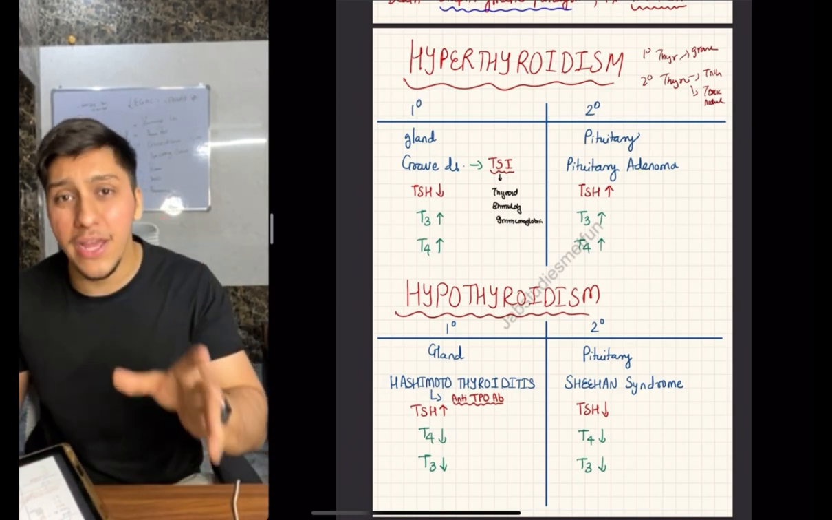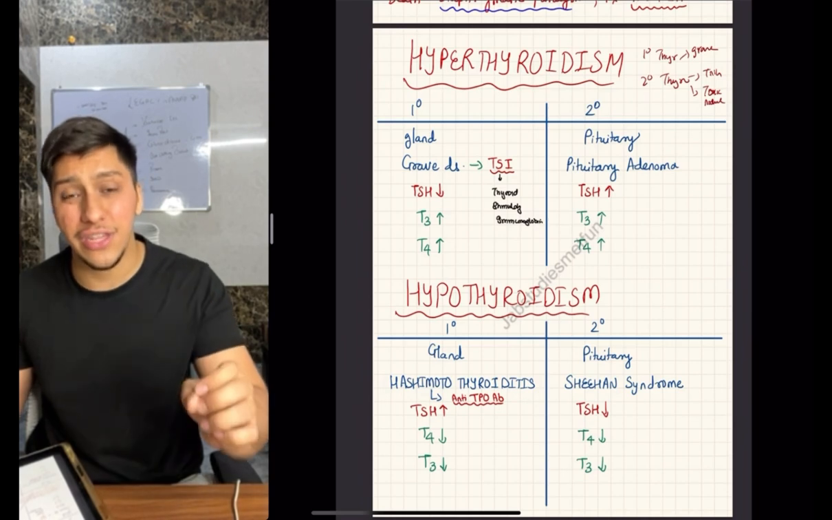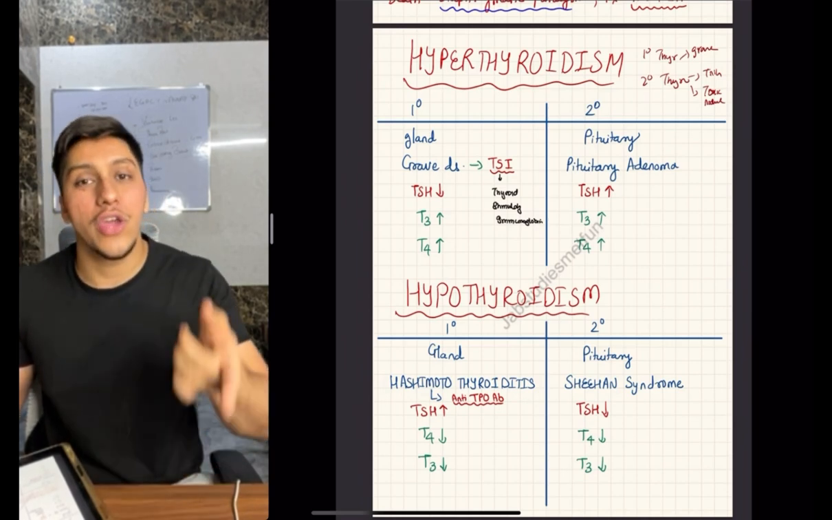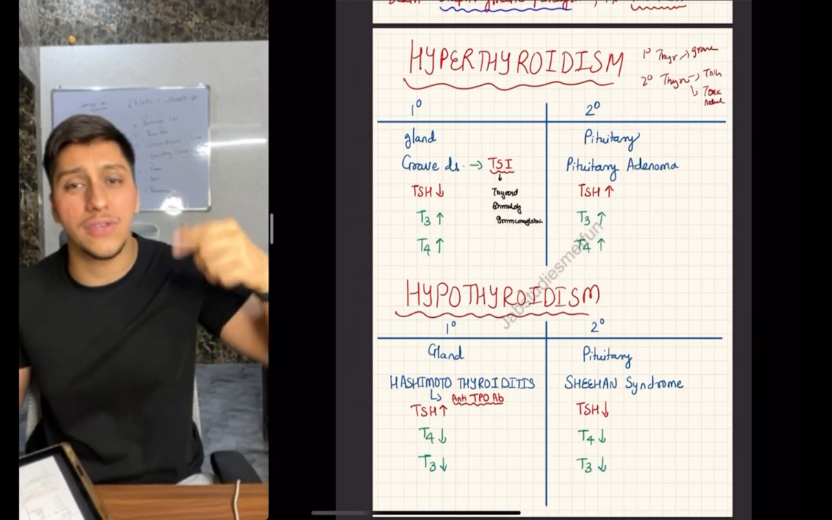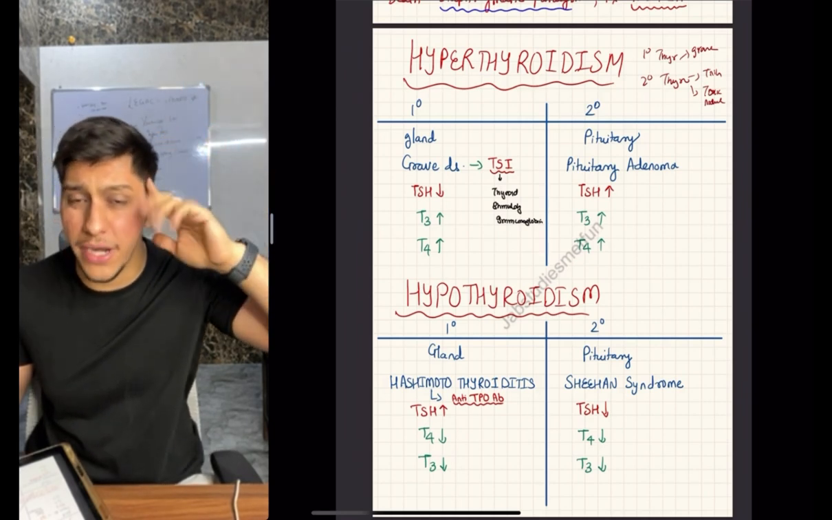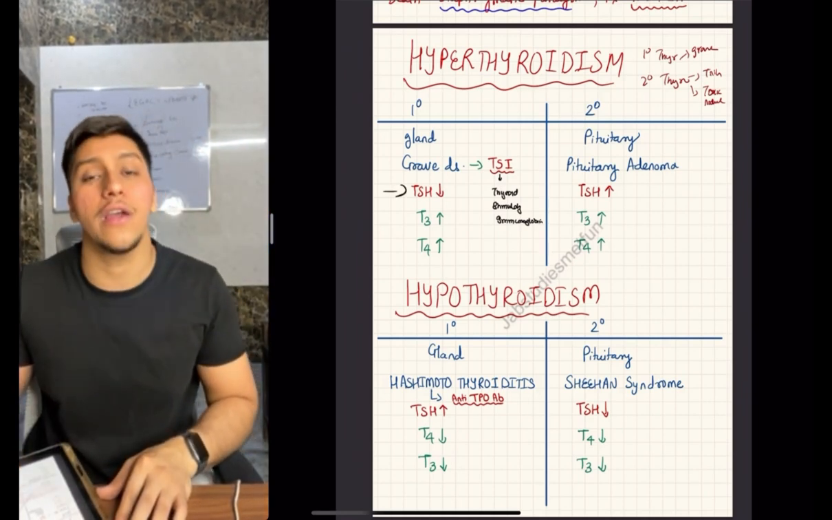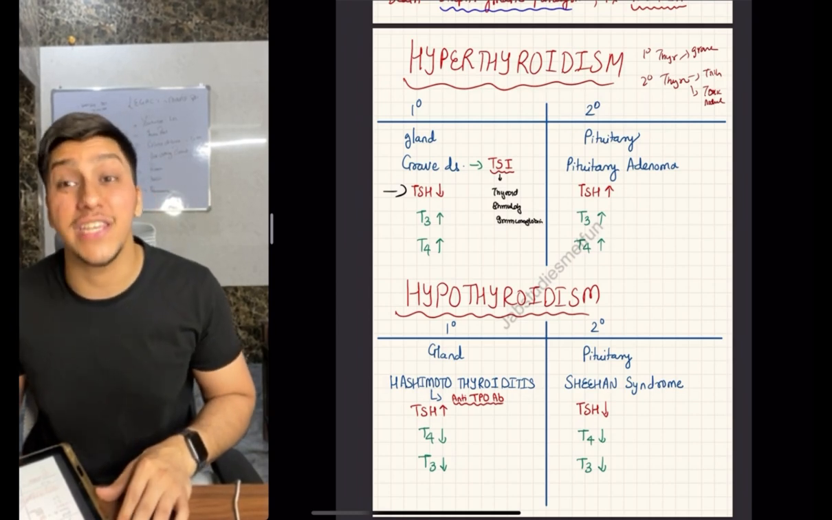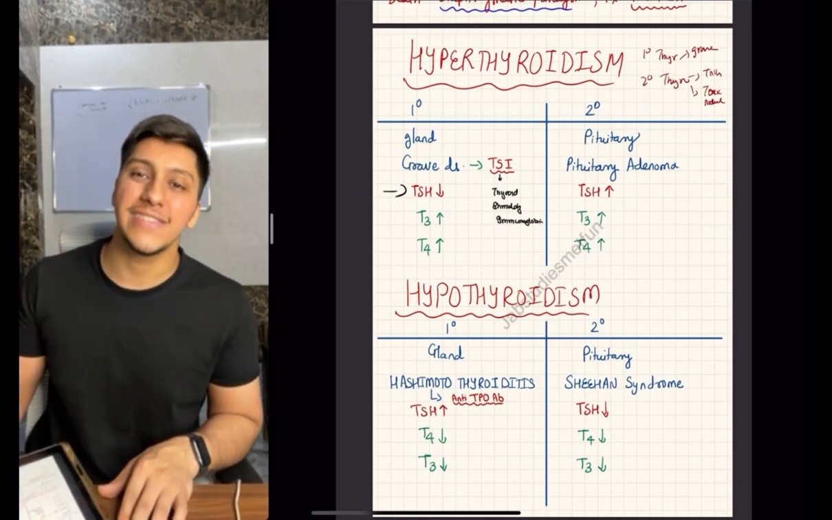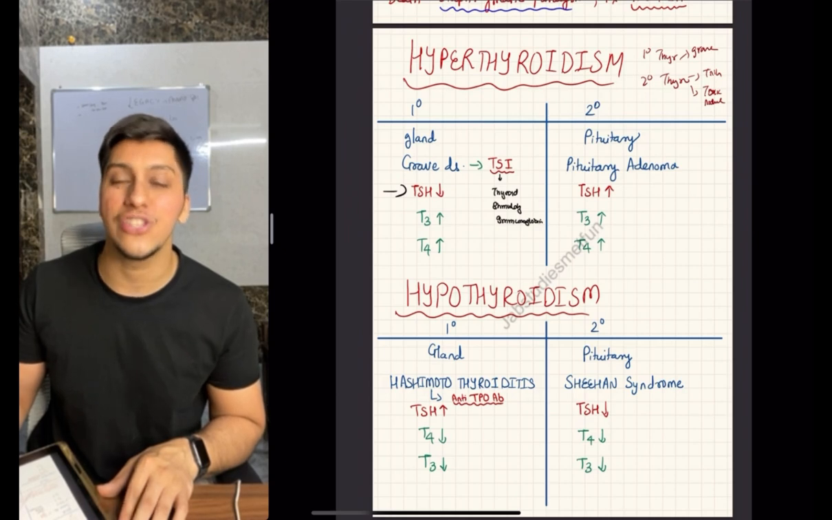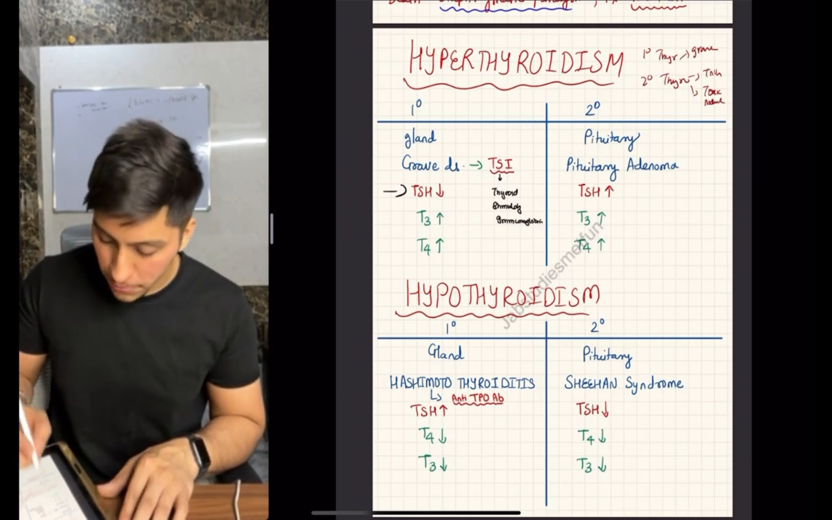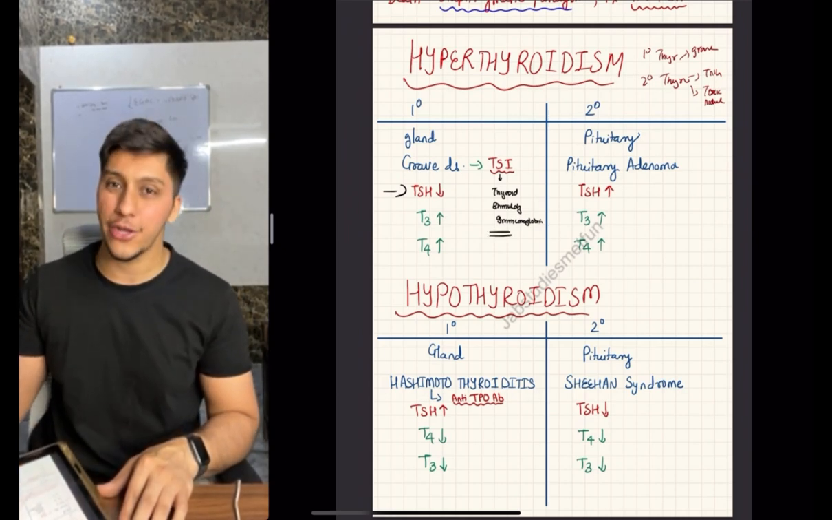Now primary hyperthyroidism is a condition in which the T3 and T4 are already elevated. Because of the feedback mechanism, it's going to tell our brain, don't secrete more TSH. So that is why the TSH is going to be low. This condition is known as Graves' disease. The antibody seen in Graves' disease is going to be thyroid stimulating immunoglobulin.